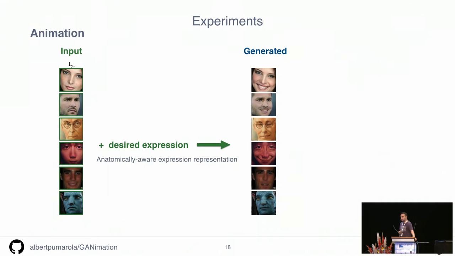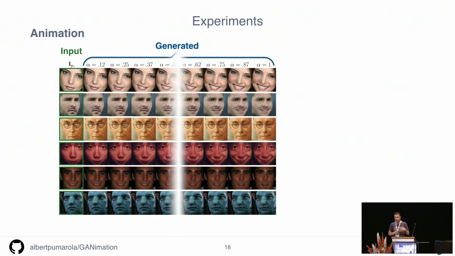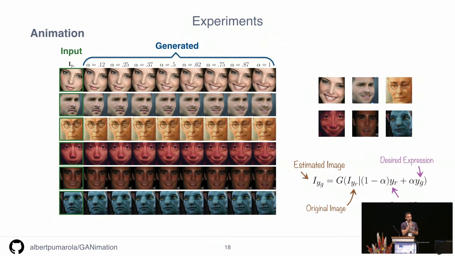So going now into the experimentation, given the input image on the left and a desired expression, we can generate the images on the right. But again, the beauty of our model is that we can not only change the expression of the person, but also interpolate between the input and the desired expression and generate these nice-looking animations. For example, in the top row, you can see the animation on the right, where we go from neutral to a big smile in a really nice and natural way.